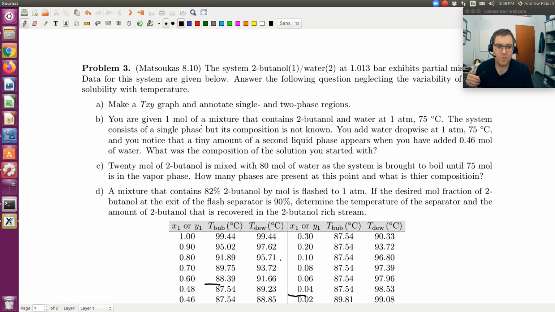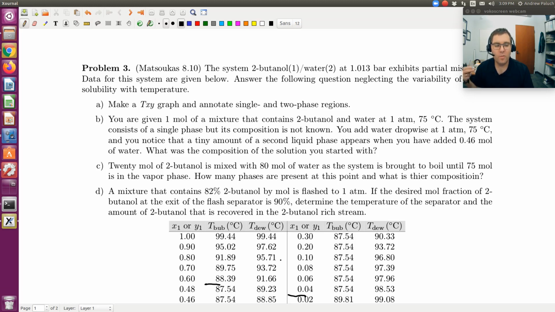You add water dropwise at 1 atm, 75 degrees C, until you notice that a tiny amount of a second liquid phase has appeared when you've added 0.46 moles of water. What's the composition of the solution you started with? All right, so the basic idea would be water is component 2. Now when we sketch our phase diagram, we're thinking in terms of concentration of component 1.